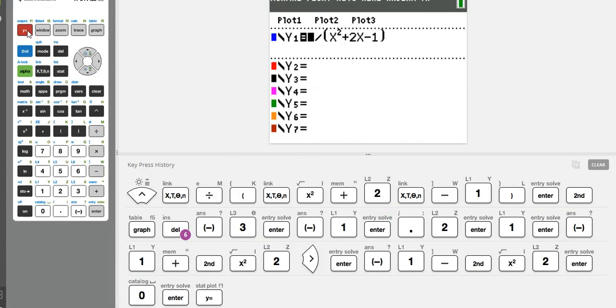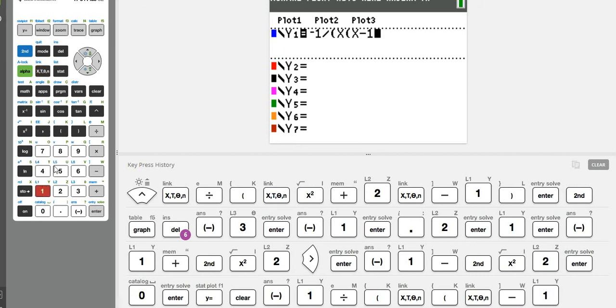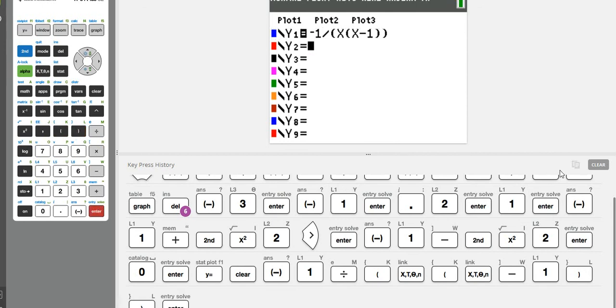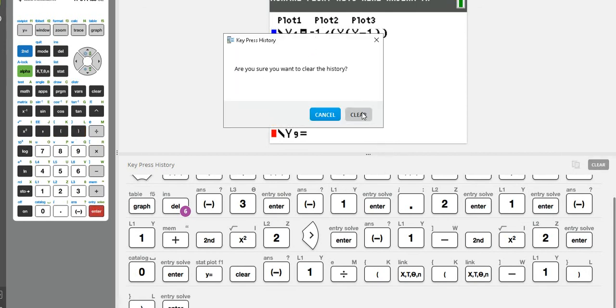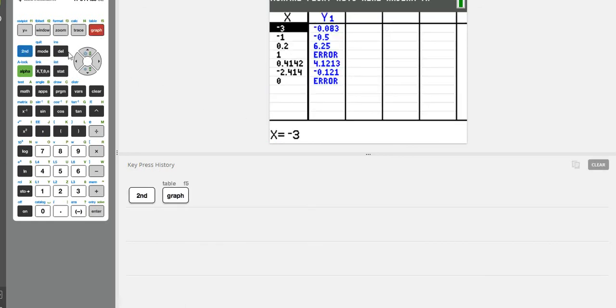Let me go back here, plug in that function, negative 1 divided by 2 sets of parentheses, x and another parenthesis, x minus 1, or you can distribute it and just put parentheses around x squared minus x. Like that. Clear out all this other stuff here. Second table. Let's delete all these.